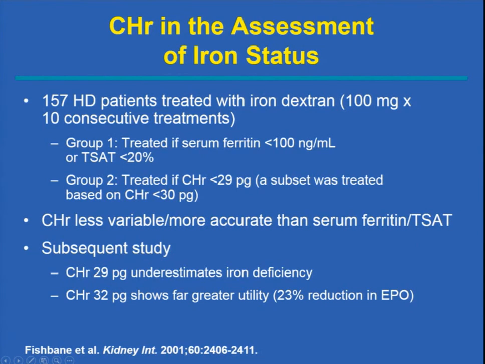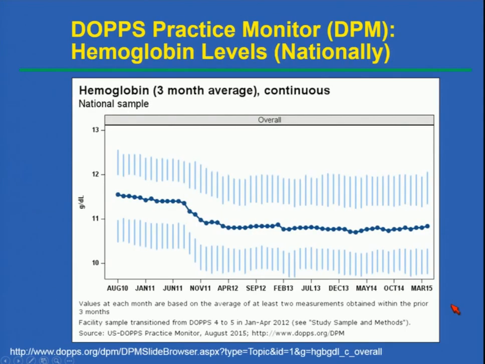In another study of CHR in 157 patients treated with IV iron dextran, which was the state of the iron art at the time the study was done, you can see the patients who were in group 1 were treated with serum ferritins of less than 100 and TSATs. The patients in group 2, they used a CHR of less than 29 and a subset of less than 30, and they found that the CHR was actually less variable and more accurate than using the TSAT and the ferritin, and in a subsequent study they actually found a better utility when a CHR cutoff of 32 was used.